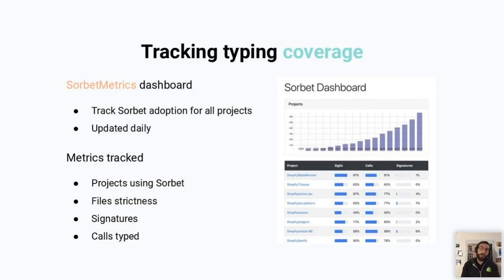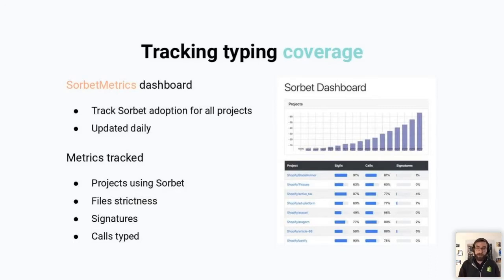The metrics we track, first, it's the amount of projects at Shopify that use Sorbet. So we went from 0 projects to now, in a matter of maybe a year and a half, between 60 and 70 projects. The interesting thing is that we don't enforce the use of Sorbet outside of our monoliths. So people are by themselves adding Sorbet to their project because they enjoy it.